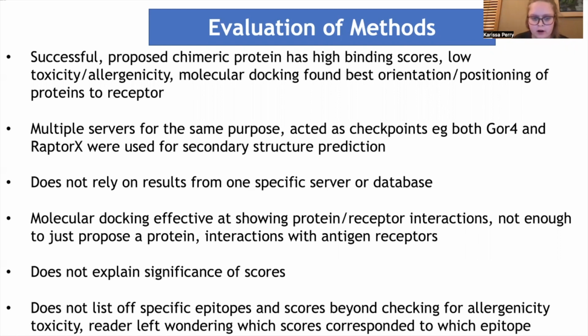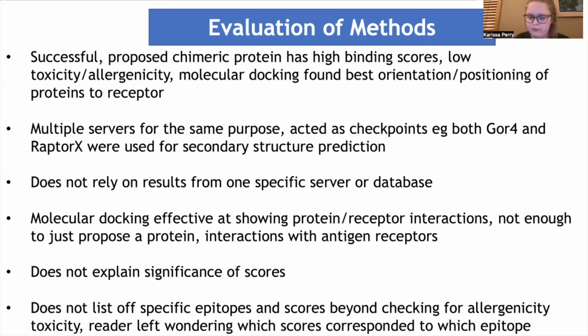This article does not explain, in my opinion, the significance of scores, especially in the molecular docking section. But it is promising because it's effective at showing protein receptor interactions. It's not enough to just propose a specific protein. You have to know how they interact with antigen receptors in order to predict how a protein is going to act in wet lab or in clinical settings.